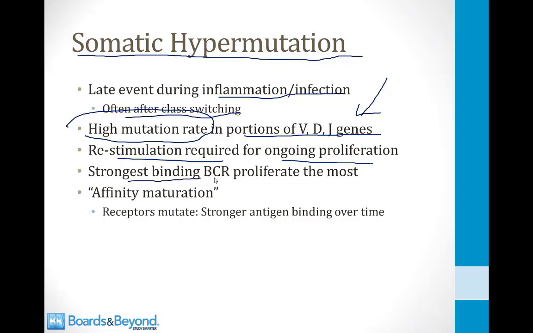Only the strongest binding B cell receptors will lead to the most proliferation. The result is that over time you get stronger and stronger binding of the B cell receptors and the antibodies. This is a process called affinity maturation. The receptors mutate and you get stronger antigen binding over time.